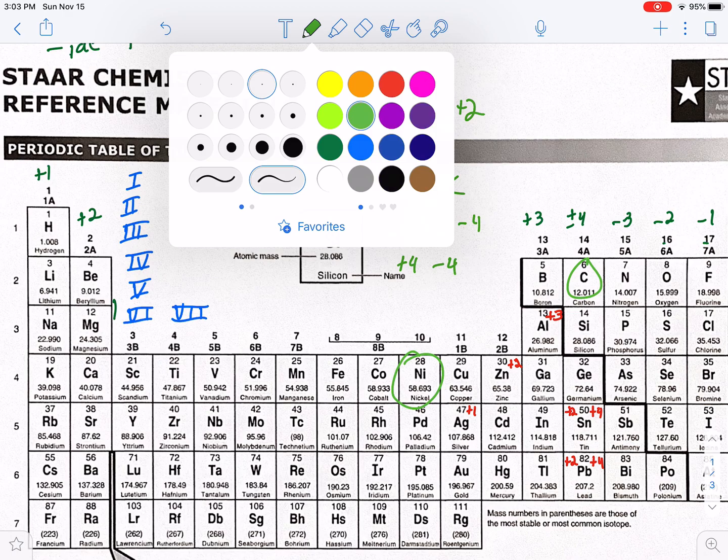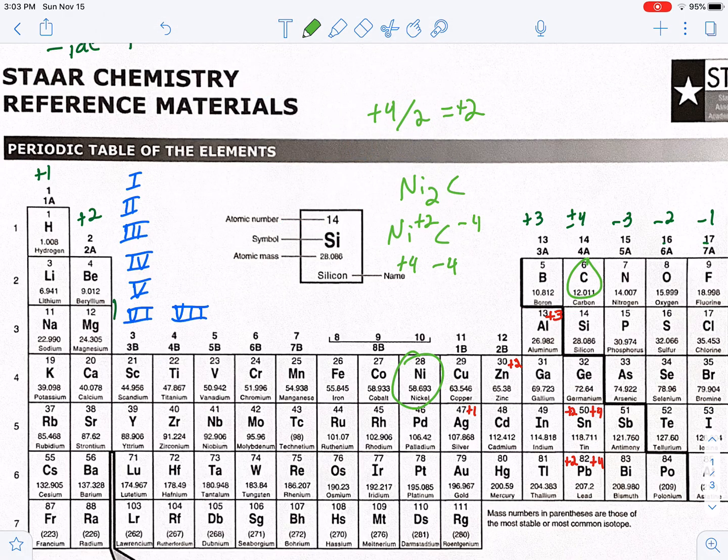Okay, so now we're going to do our name. So this would just be nickel. And nickel is not one of my 3 exceptions, so we do need a Roman numeral. It has a charge of +2, so this can be nickel II. Carbon now becomes carbide. Hopefully this is starting to make a little more sense. Okay, let's do another one.